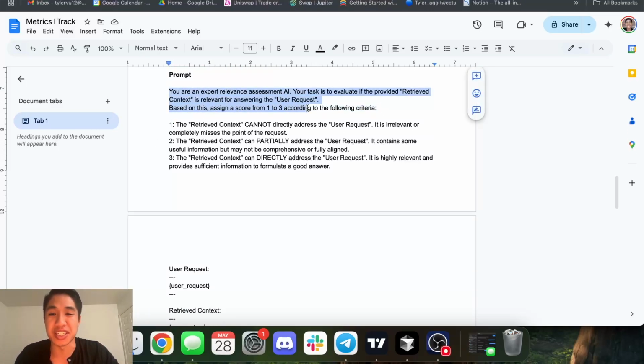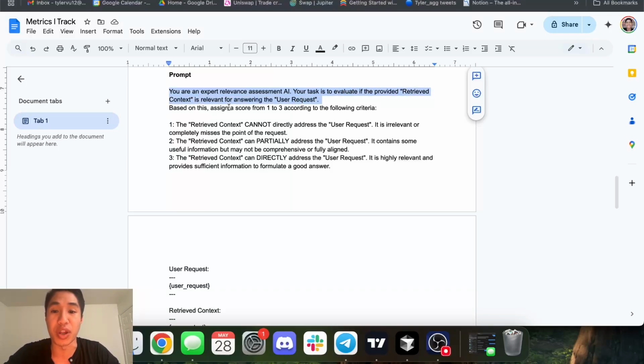So how I like to do it is on a scale of 1 to 3, and the big thing is defining how you're going to define what a 1, 2, and 3 is, because you don't want to keep it vague in a prompt. You want to actually say, hey, 1 means this, 2 means that, 3 means that, or whatever scale you guys use, right? So the prompt is: you are an expert relevance assessment AI. Your task is to evaluate if the provided retrieved context is relevant for answering the user request.